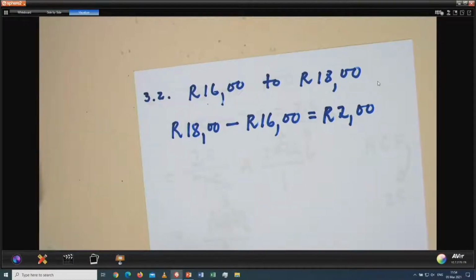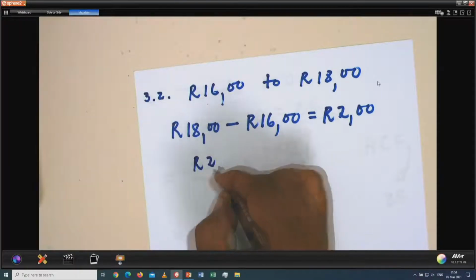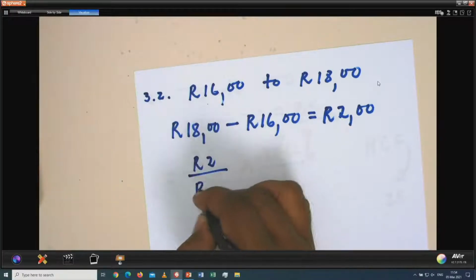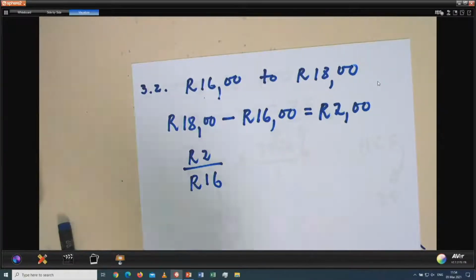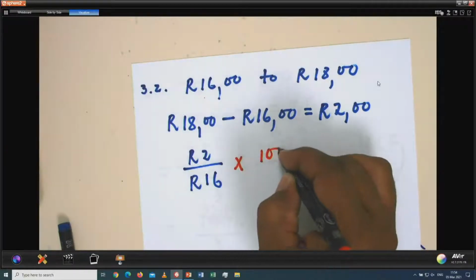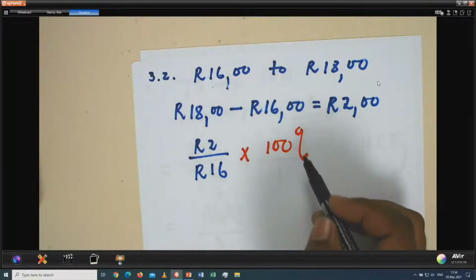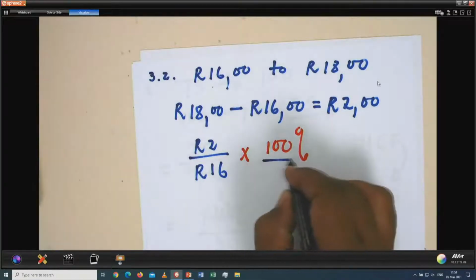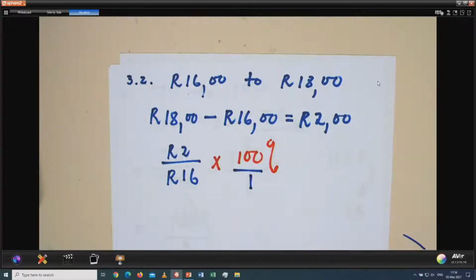Now we said, okay, the difference, that is 2 Rand, divide by the original amount, 16 Rand, and therefore we multiply it by what? We multiply it by 100%. But now because I'm dealing with fractions, I also express this 100% in terms of fractions. Then we put it, we say divide by a 1. Remember, not over 1. Now, what is it that we can do here? We can simplify or multiply.